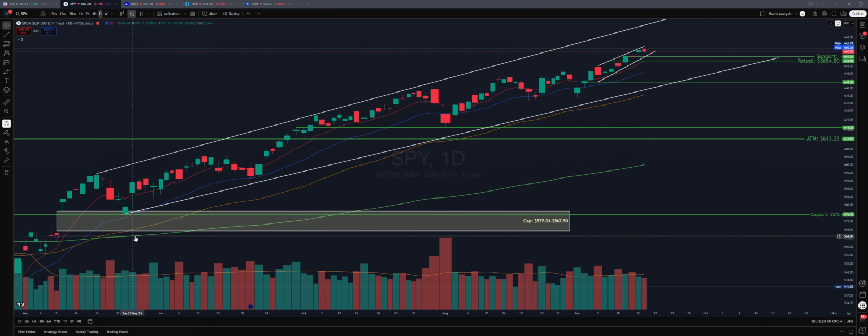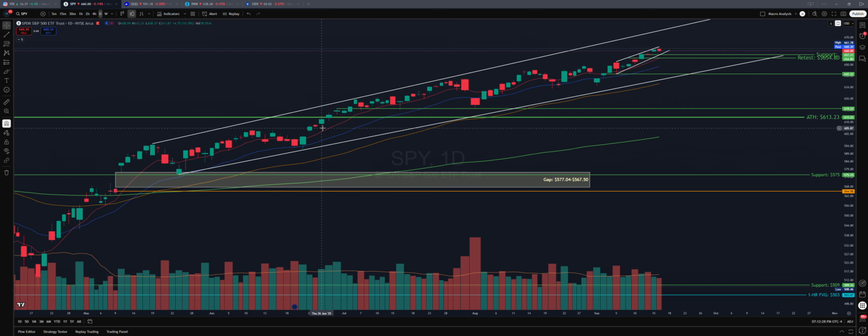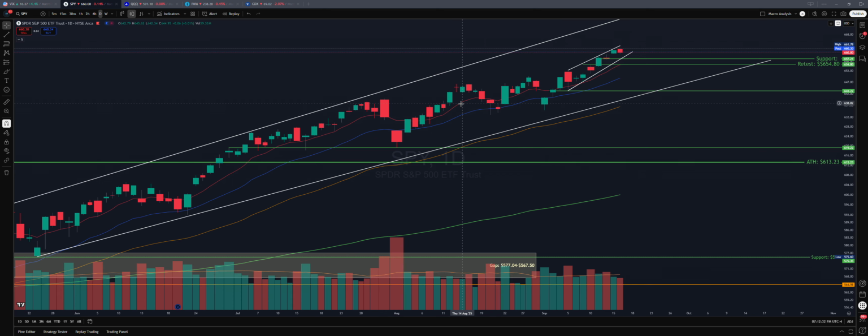There is nothing bearish about the indexes. Overall, we're still on an uptrend. We're following the uptrend, moving up. We're holding the 21 and the 9 EMA. The 9 EMA here is the green line. The 21 is the blue.